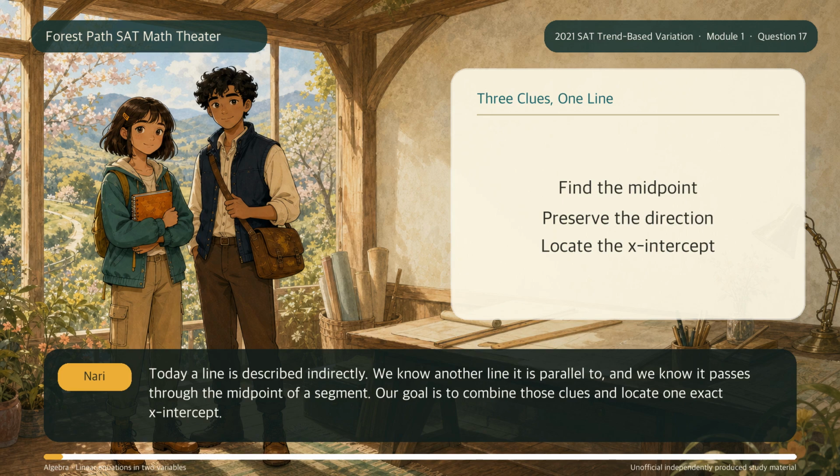Today, a line is described indirectly. We know another line it is parallel to, and we know it passes through the midpoint of a segment. Our goal is to combine those clues and locate one exact X-intercept.